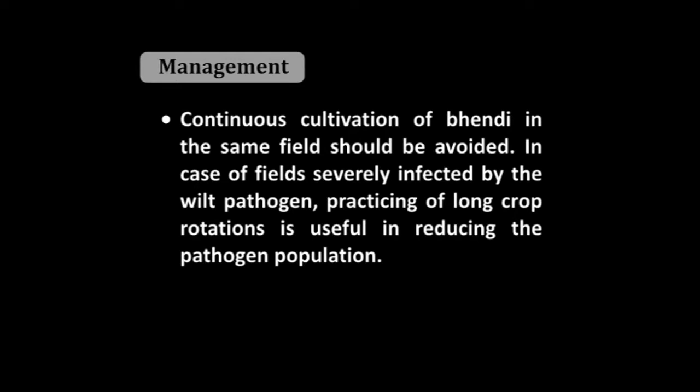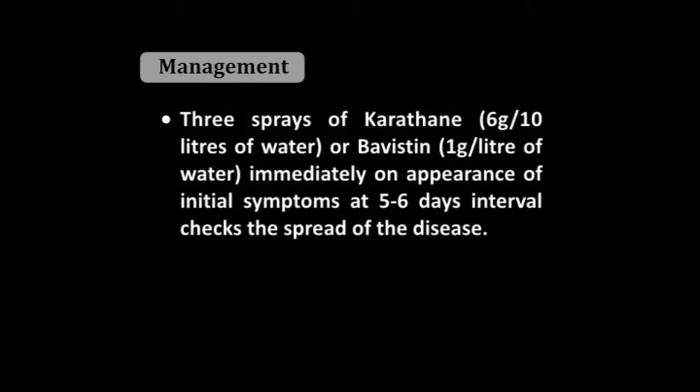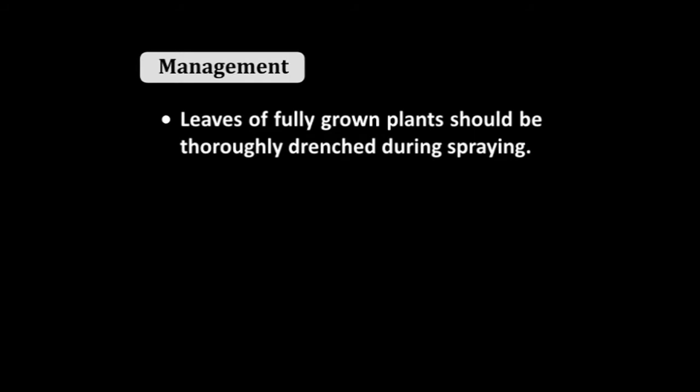In case of fields severely infected by the wilt pathogen, practicing long crop rotations is useful in reducing the pathogen population. Three sprays of Carathane at the rate of 6 gram per 10 liter of water, or Bavistin at the rate of 1 gram per liter of water, immediately on appearance of initial symptoms at 5 to 6 days interval checks the spread of the disease. Leaves of fully grown plants should be thoroughly drenched during spraying.